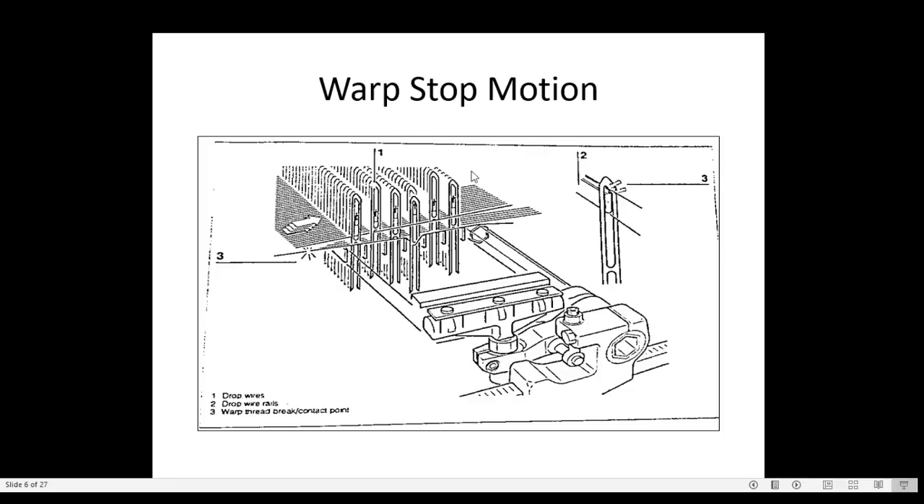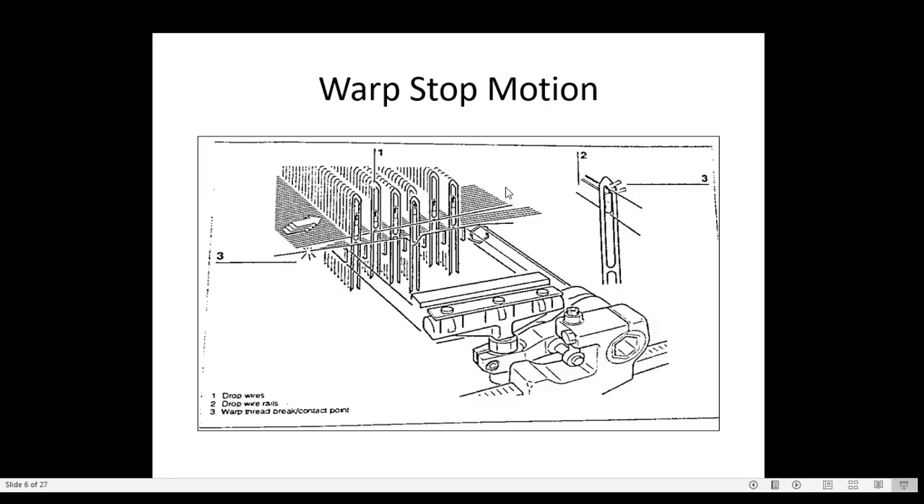So this is a very important thing here. There are 6 lanes of drop pins. Suppose 3000 ends are there. One rail will contain 500 ends, 500 ends, 500 ends, 500 ends. Total 3000 ends in the warp.